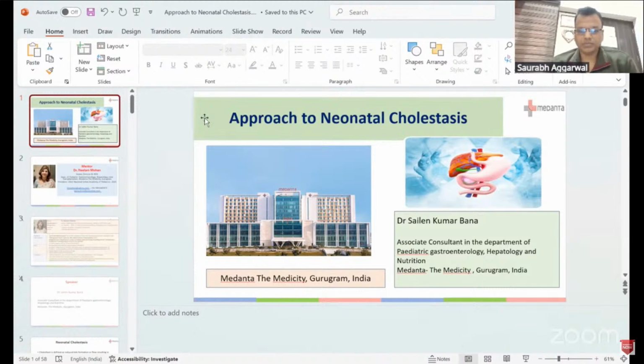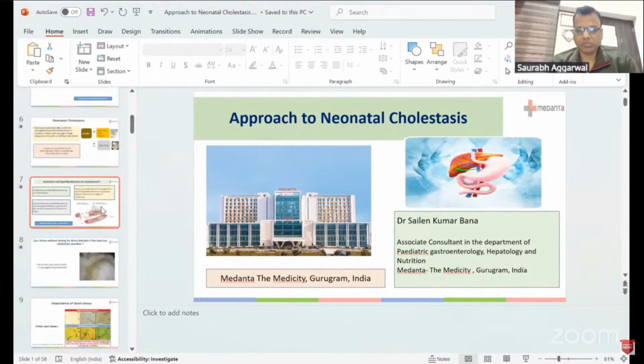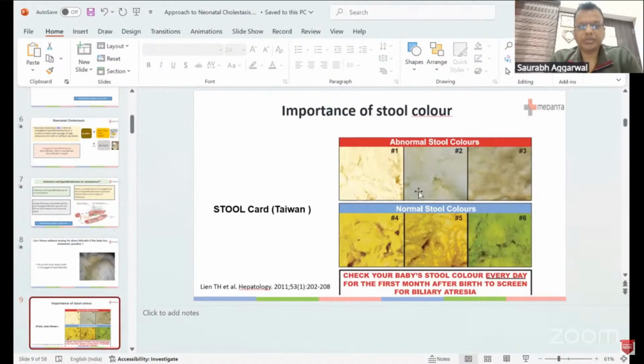We can simply identify whether the child has cholestasis or not by using the Taiwan stool color chart. There are 6 stool colors, like I have already highlighted. Let me show you again. This is the Taiwan stool color chart. By simply looking at it, if the stool color lies between 1, 2, and 3, then definitely there is some problem and we need to investigate.